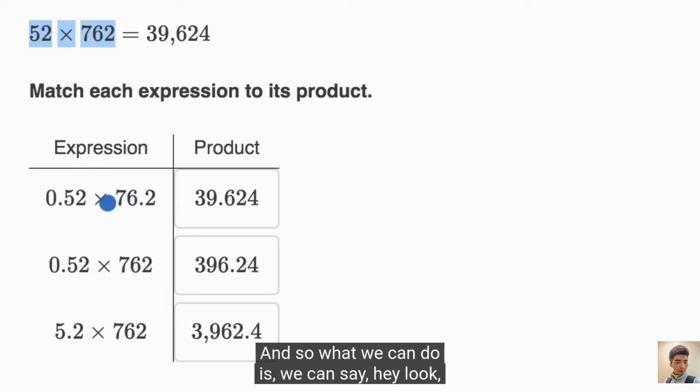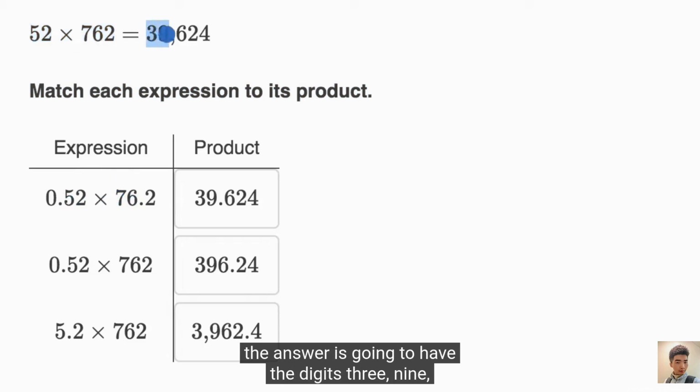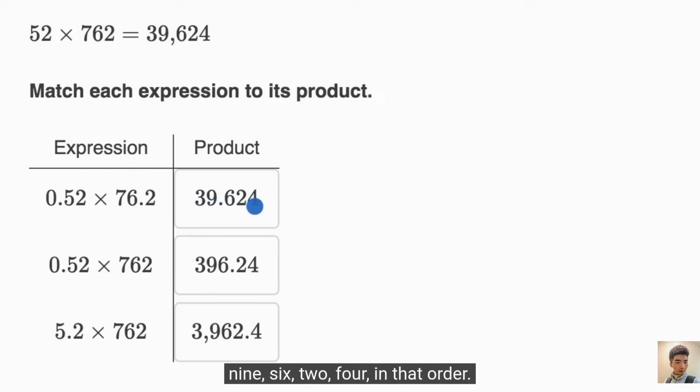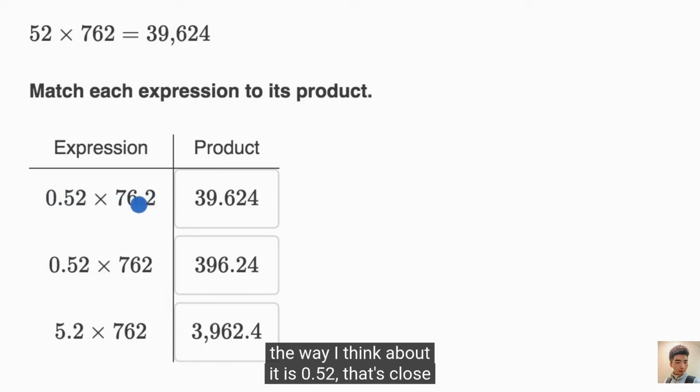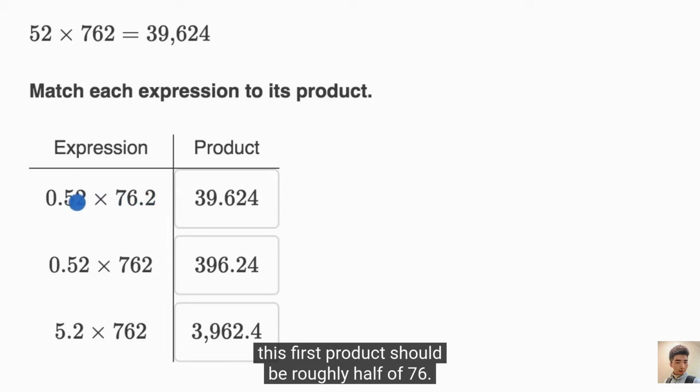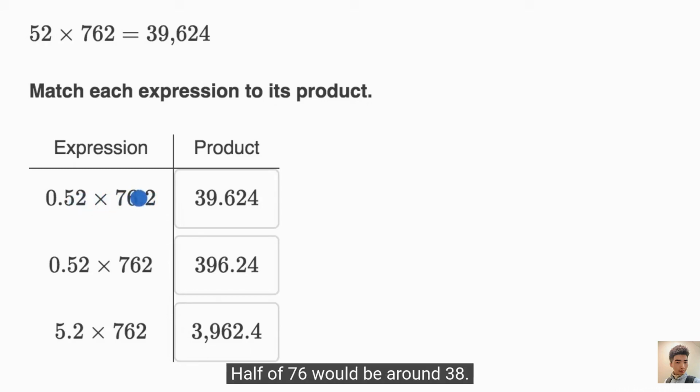So what we can do is we can say, hey, look, the answer is going to have the digits 39624 in that order. And you could see all of these have the digits 39624 in that order. And then we can estimate what these expressions equal, what the product should be equal to, thinking about the decimal. So this first expression, 0.52 times 76.2, the way I think about it is 0.52 is close to 50/100, close to a half. And so 76.2, that's close to 76. And so this first product should be roughly half of 76. Half of 76 would be around 38. So which of these is close to 38? Well, this first one is 39.624. So that's closest to 38.